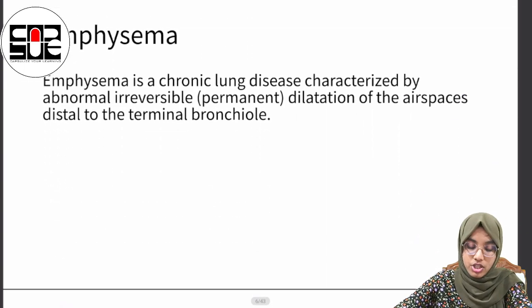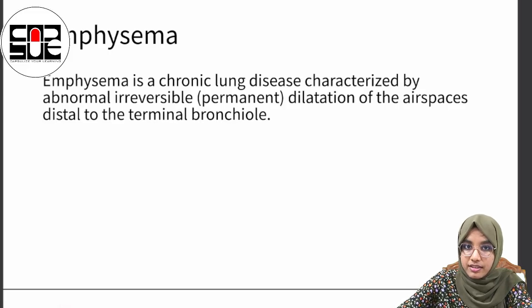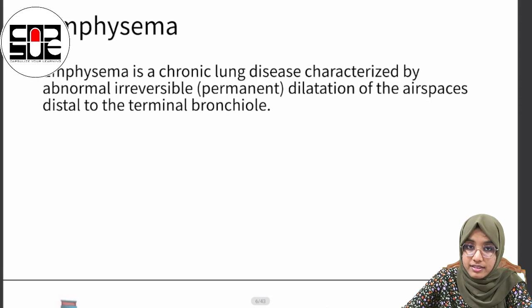Let's start with the definition of emphysema. We discussed the respiratory unit, the acinus, right? So basically what happens in emphysema is that this acinus, which is composed of the respiratory bronchiole, the alveolar duct and the alveolus, will be dilated. There will be irreversible dilatation of this acinus. It can be the whole of the acinus or it may be only partly involved. So that is the definition.